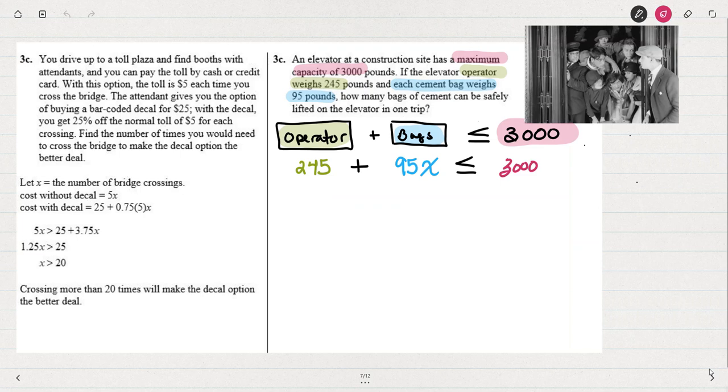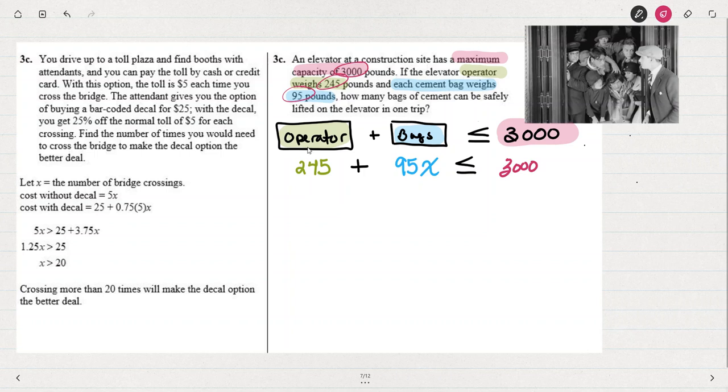Number 3C, here's an interesting example. We've got an elevator at a construction site, and we've got a maximum capacity of 3,000 pounds. The operator is 245 pounds. Each bag of cement is 95 pounds. And because he doesn't want to plummet to his death, the construction worker, the elevator operator, is going to decide how many bags of cement can they include.